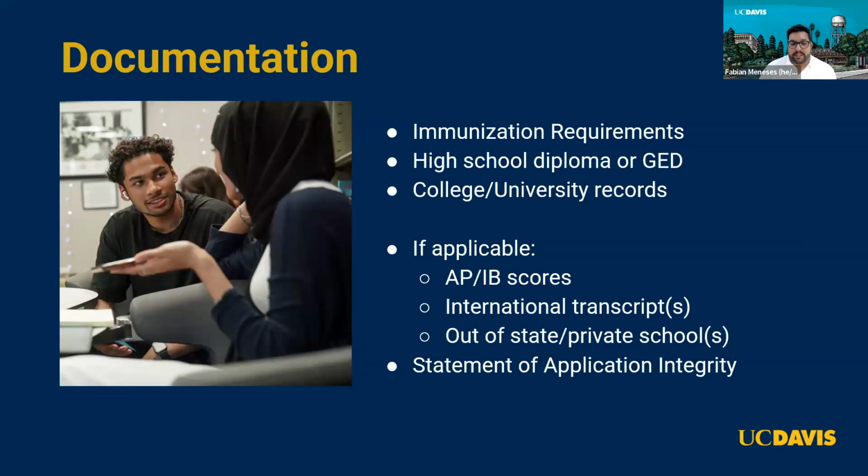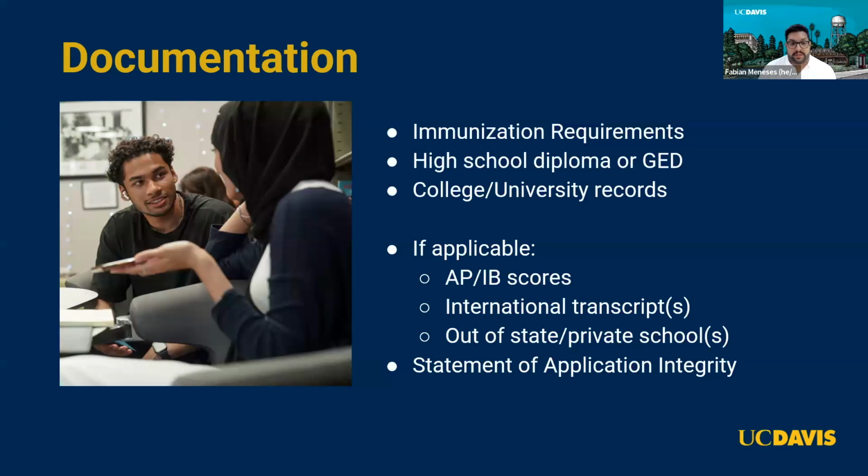And depending on the complexity of your academic journey, if you have AP or IB scores, or international, out of state, or private schools, all of that documentation will need to be reported, and make sure that you have access to those particular records.